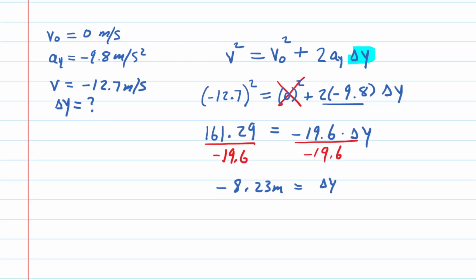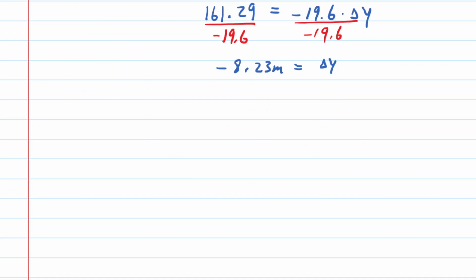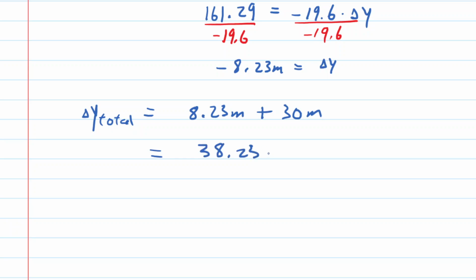So that's the distance the object fell for the first part of its journey. Let's not forget that the total distance would be that plus the negative 30 meters that it had fallen for the second part of the journey. So basically, we can say that the delta y total is going to equal the distance of 8.23 meters we just determined, plus the extra 30 meters it fell. This is going to give us 38.23 meters. This would be the total distance that the object fell during its journey.